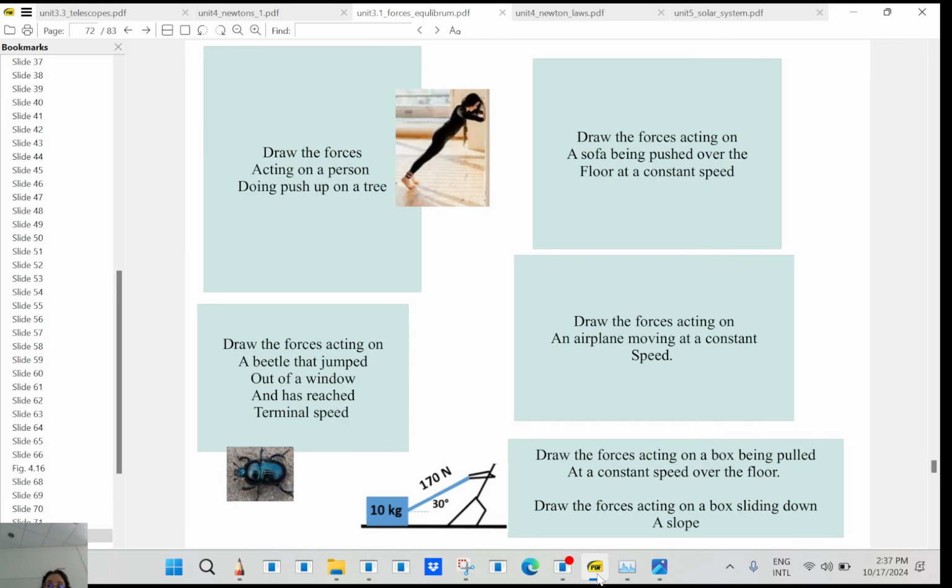Okay. Let's say you have this lady here, and I don't know what she's doing. She's pushing the wall. Maybe it's some kind of stretching, or maybe it's a push-up. So can you draw at least the forces acting on her? I cannot even see her hands.